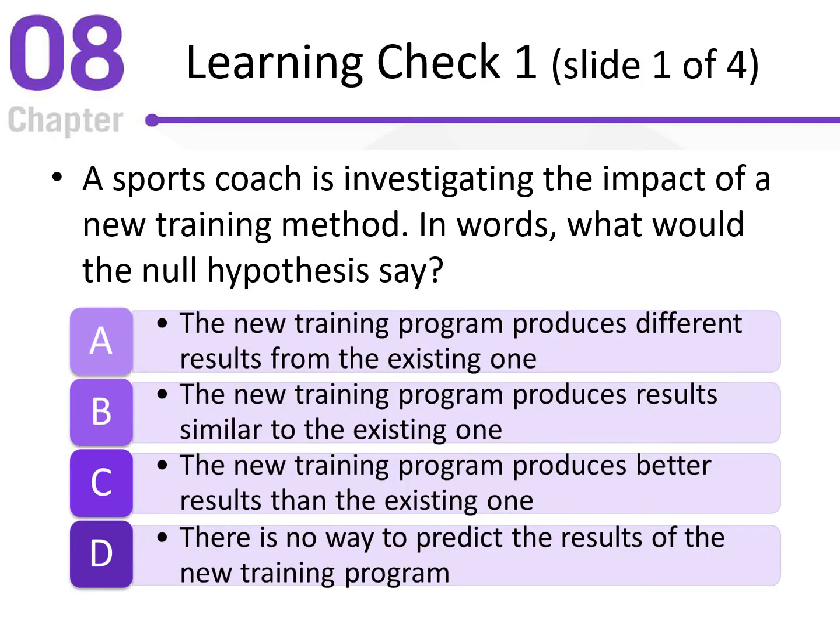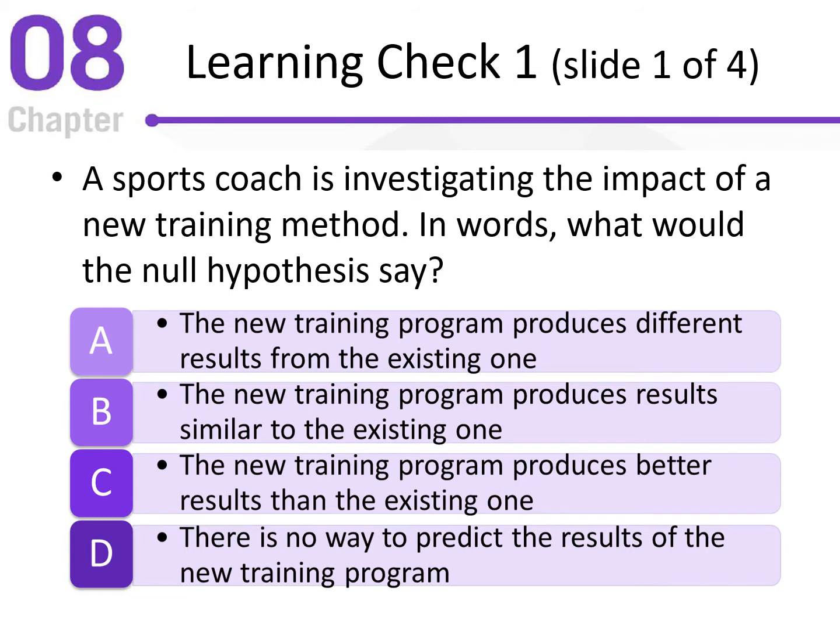So let's look at some of these questions. A sports coach is investigating the impact of a new training method. What would the null say? Remember, the null is no effect. So A, the new training program is different than the existing one. Well, that's showing an effect. It's a non-directional hypothesis. It's showing an effect, though, so it can't be that.